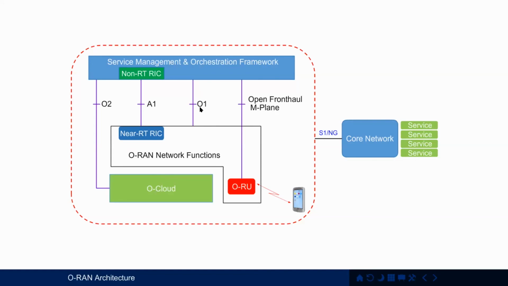So we have the O1 interface connecting the SMO to the ORAN network functions. The O2 interface connects the SMO to the hardware platform. And then we have another interface called the A1 interface, which connects together two strange looking things. We have at the top something called the non-real-time RAN intelligent controller, and in the ORAN network functions, a near real-time RAN intelligent controller.